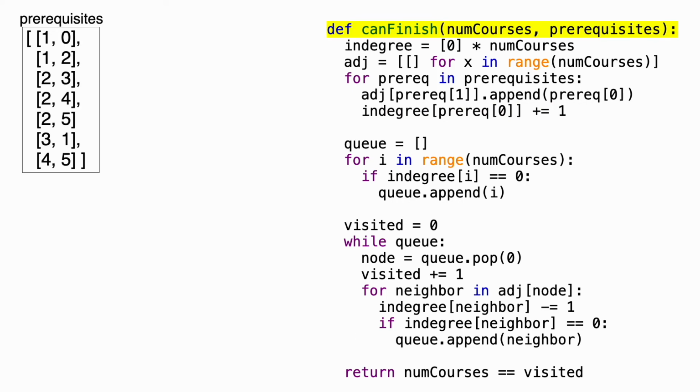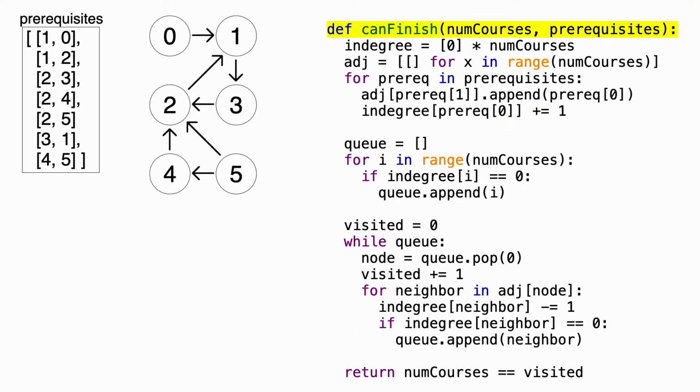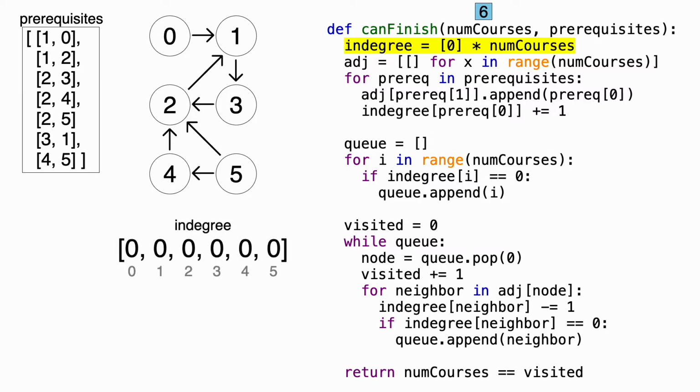Let's say that this is our prerequisites array, which means that this is the corresponding graph representation. We have 6 different courses numbered from 0 to 5, so num courses will be 6. First, we're going to create an array to keep track of the in-degrees of each node, and we'll initialize each element to 0. The indices will represent each node, and the value will be its in-degree.